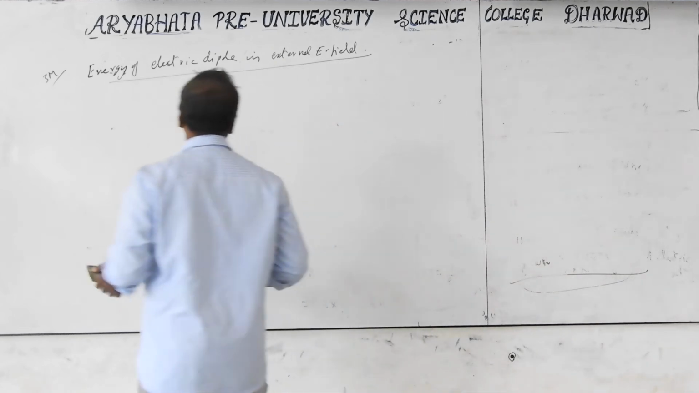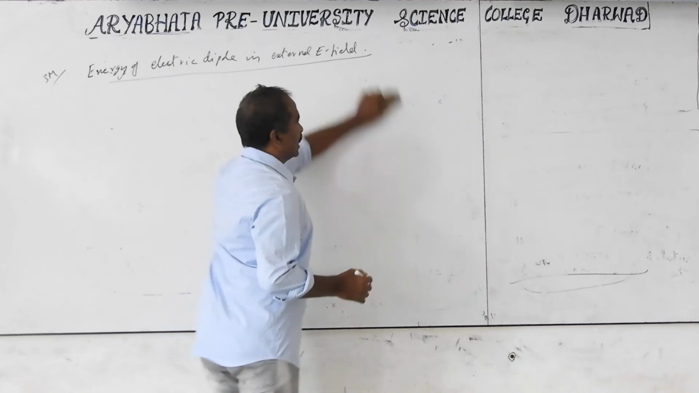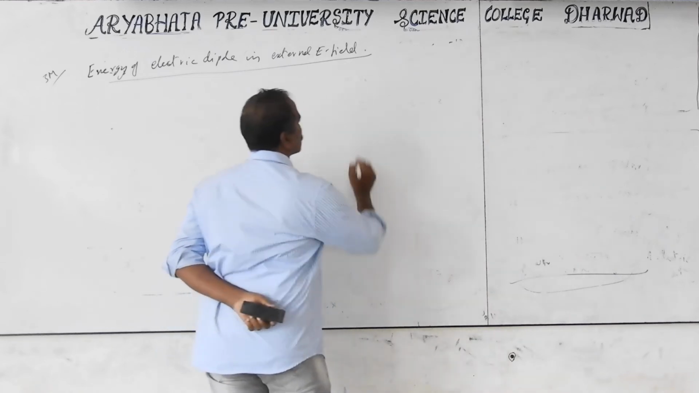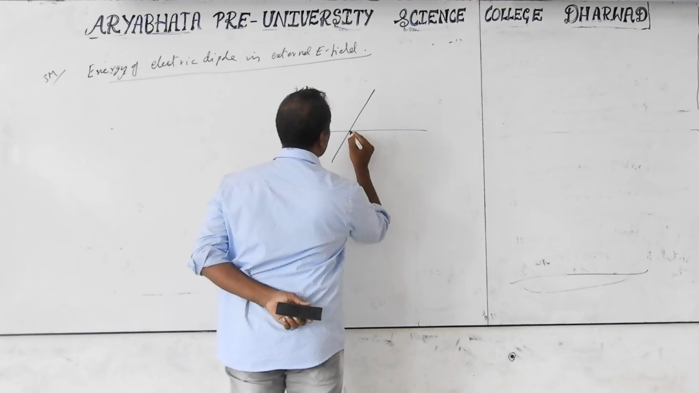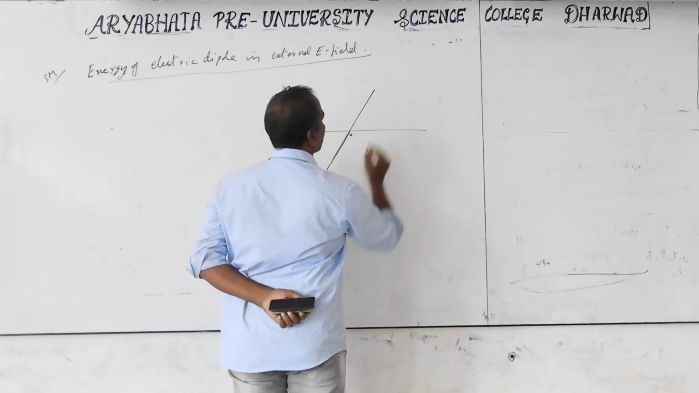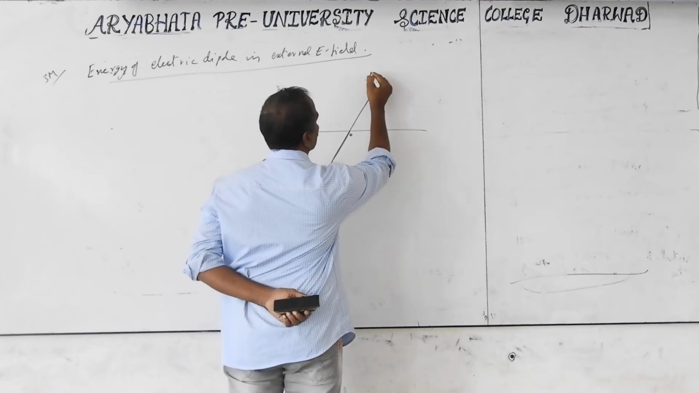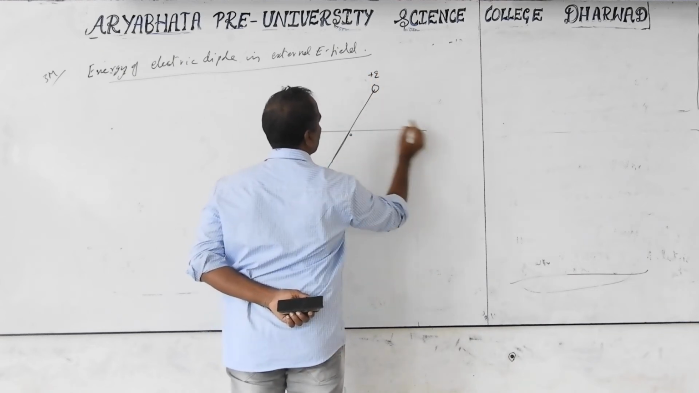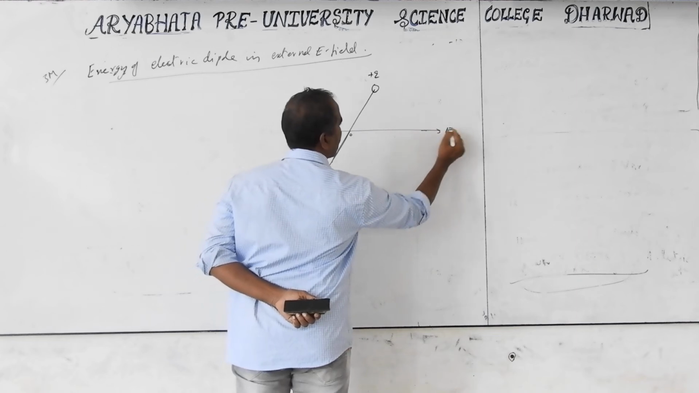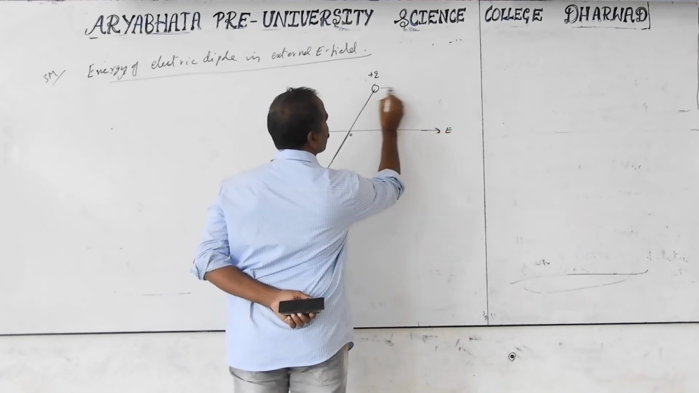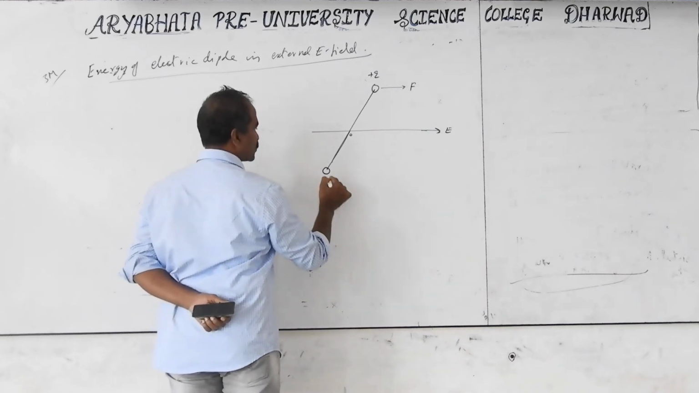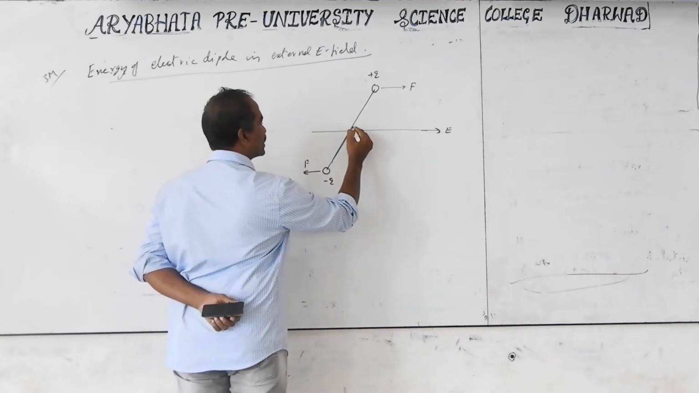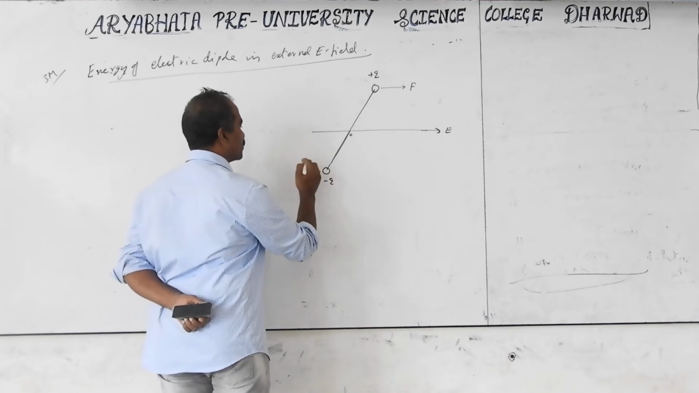An electric dipole contains two charges equal in magnitude but opposite in sign. This is the center of the dipole, O, and this is the positive charge plus Q. The electric field is shown in the diagram on the right side. The positive charge experiences force in the direction of the electric field, and the negative charge experiences force opposite to the electric field. And the angle under the dipole moment. What is the direction of the dipole moment P?